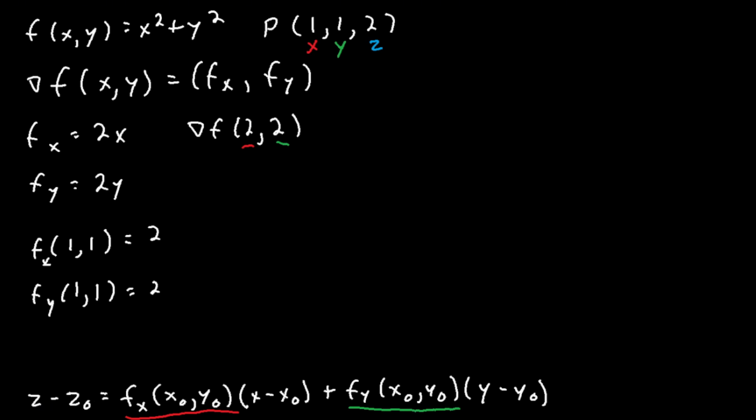And our z null value is just the z value for the point that we have. So if we write this all down, we get z minus 2, because that is our z value, is equal to the x gradient, 2, times parentheses, x minus x null, so it's just the x point, 1, plus the y gradient, which is just 2 again, times y minus y null, which is 1. So this is our equation for the plane.